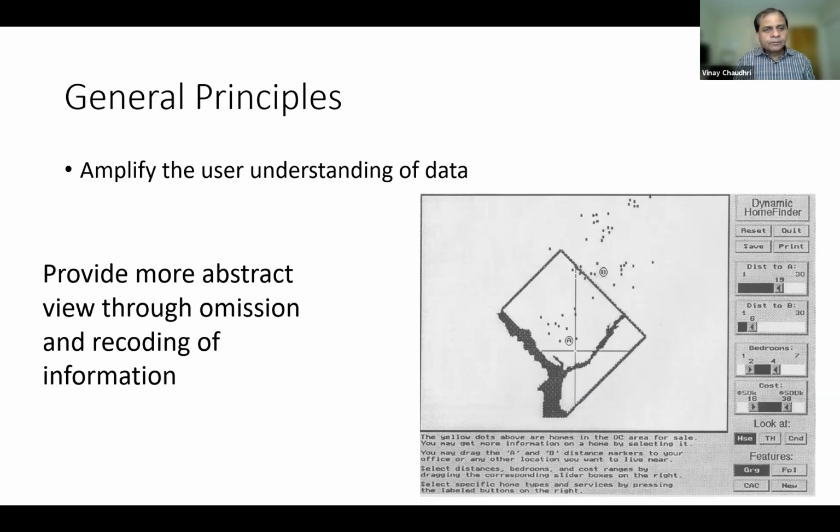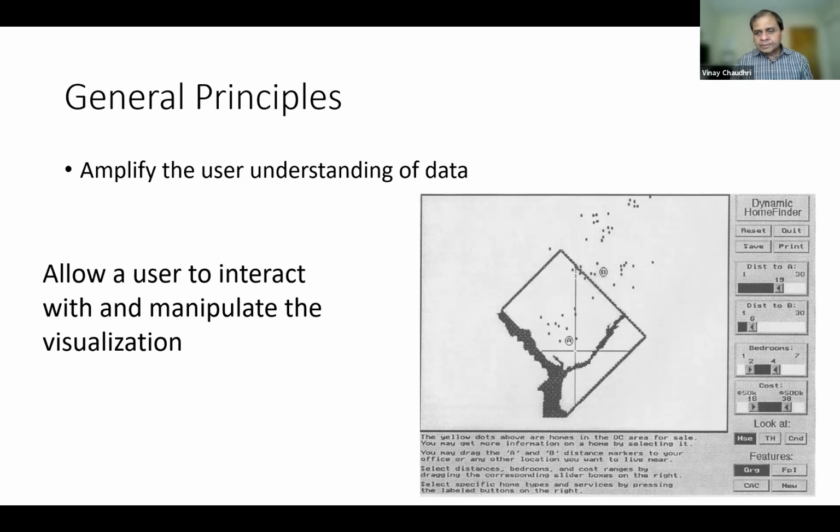Another technique which is very helpful for amplifying users' understanding of data is to provide a more abstract view through omission and recoding of information. And we are back to our apartment search example. And here we are seeing these dots, which are an abstract view of an apartment. If we click on any of these dots, probably we can find pictures, the exact rent we have to pay, the lease terms, cancellation policy. All of that information is available, but we have abstracted that information into dots, and we're just showing dots, right? Starting with a big picture overview of the information, and then we can drill down into the details as and when we are curious about anything that we want to explore further.